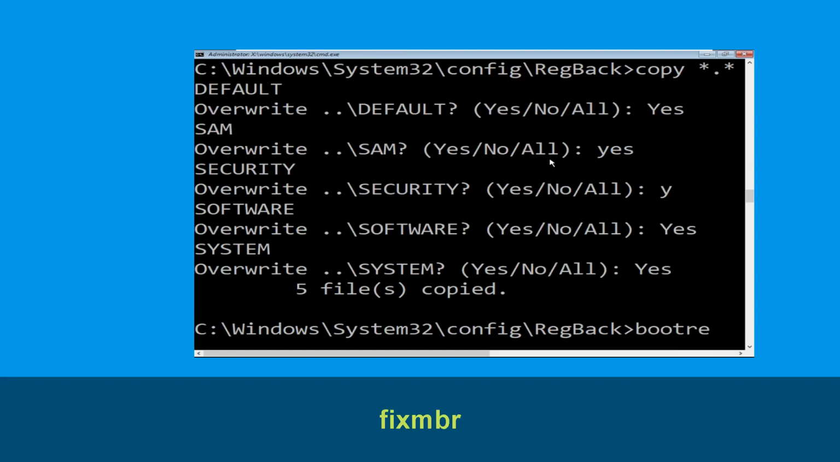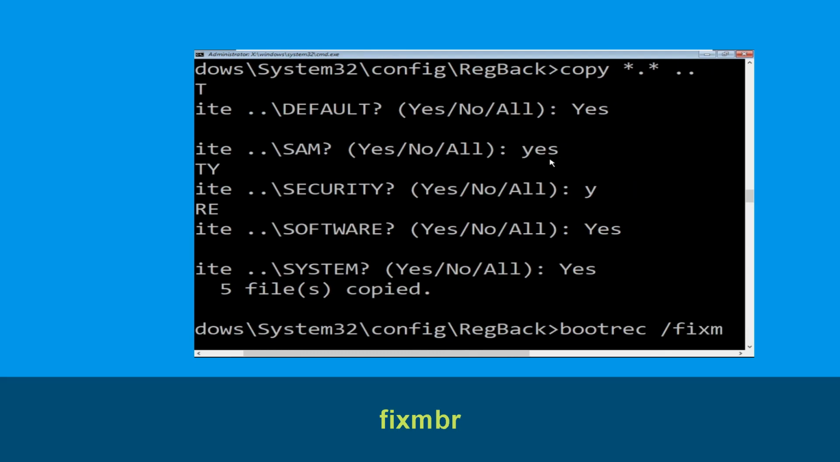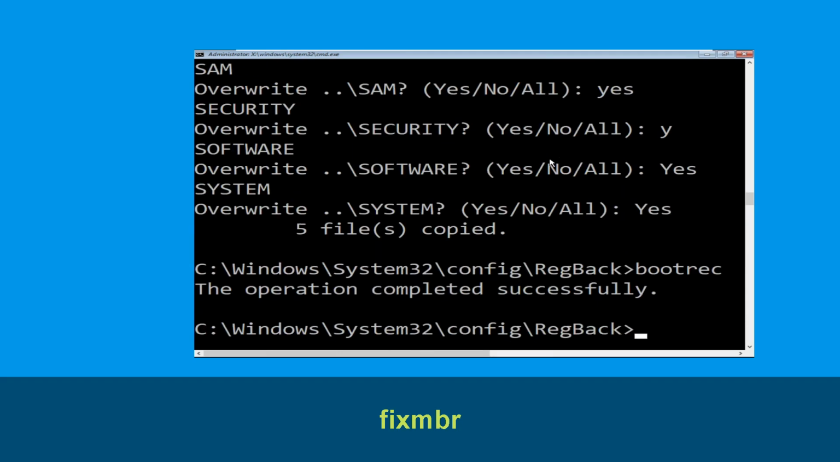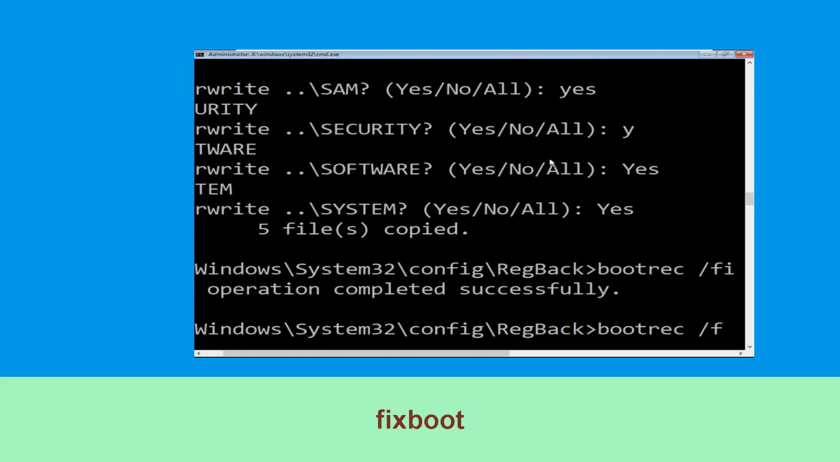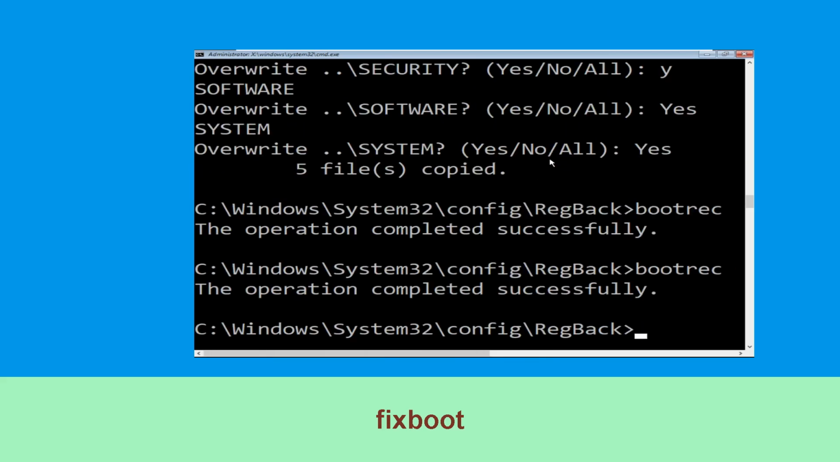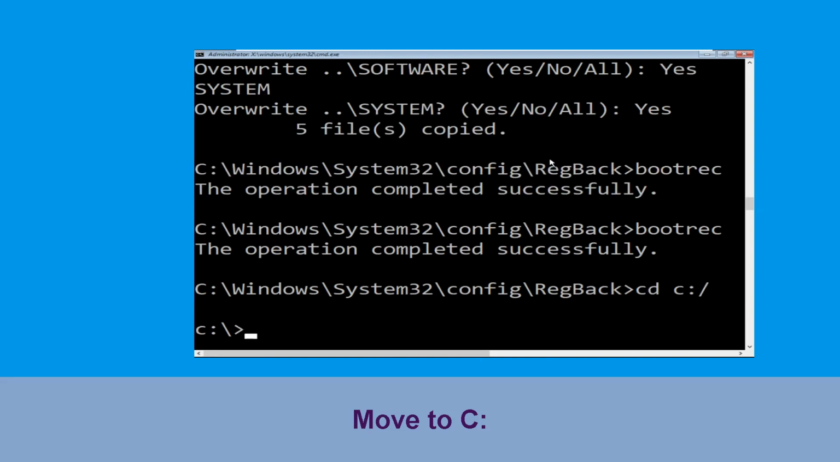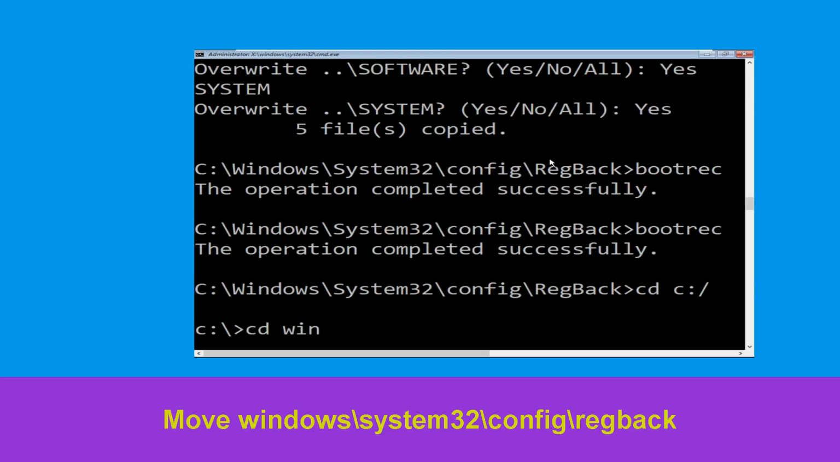Now type bootrec /fixmbr and simply hit enter. Now execute this command. Type in bootrec /fixboot and hit enter. Now type in cd c:/ and simply hit enter to execute the command. Now type cd windows/system32/config/regback and hit enter to execute.